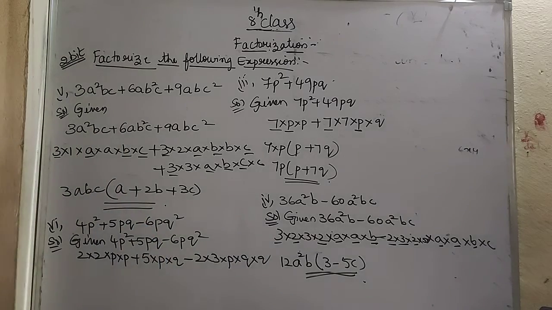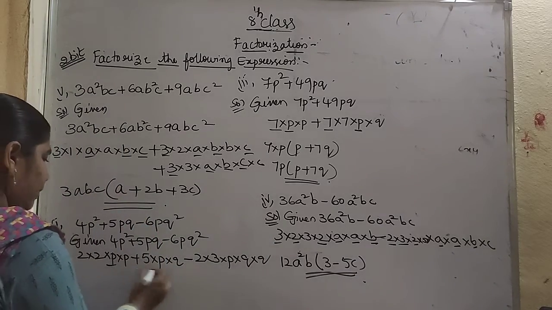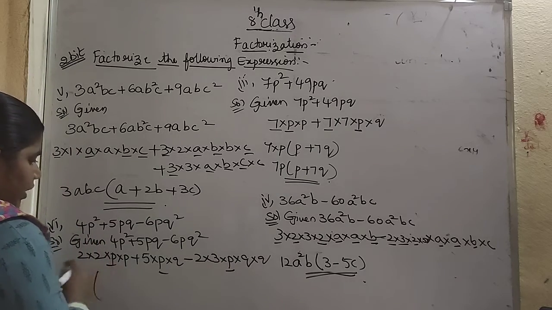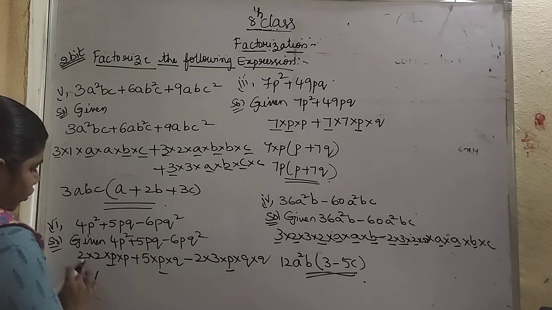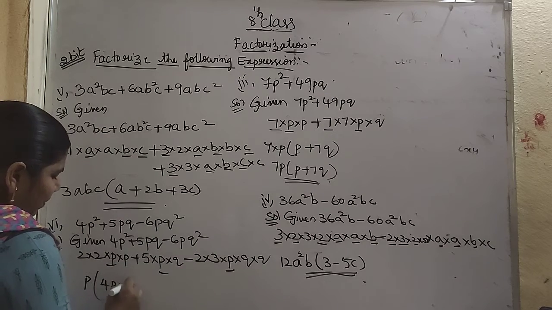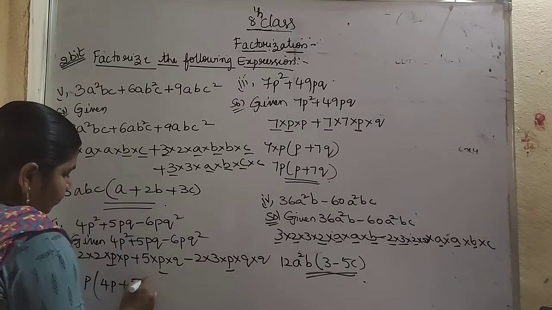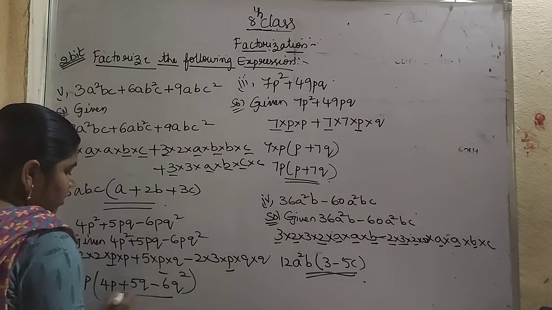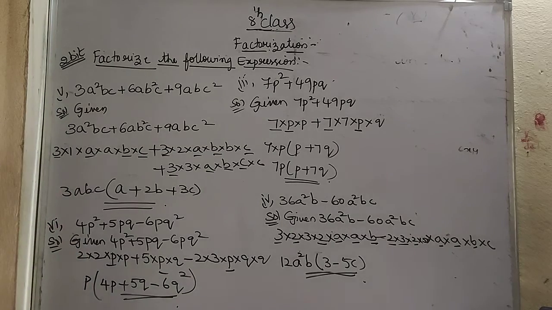So what are the common factors here? Only p is a common factor. The remaining terms we have to write in the bracket. 2 2s are 4, p plus 5q minus 2 3s are 6, q square. So this is the factorization for the sixth question.